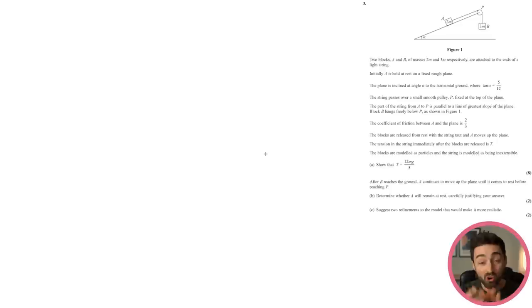Okay, so look how much text there is here. There's absolute paragraphs here, okay? If you were to just read all of this at once, your brain is just going to get completely overwhelmed. So I'm not even going to do that.